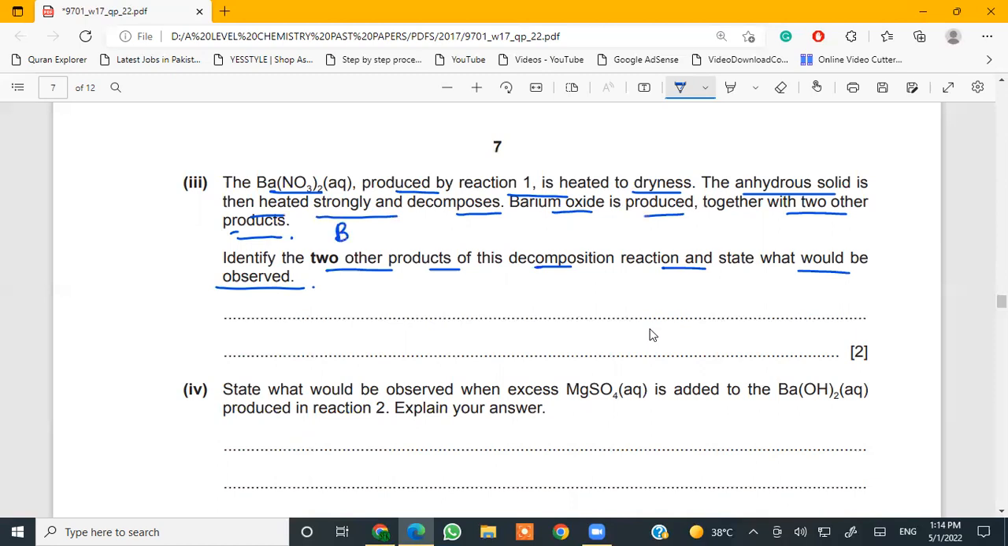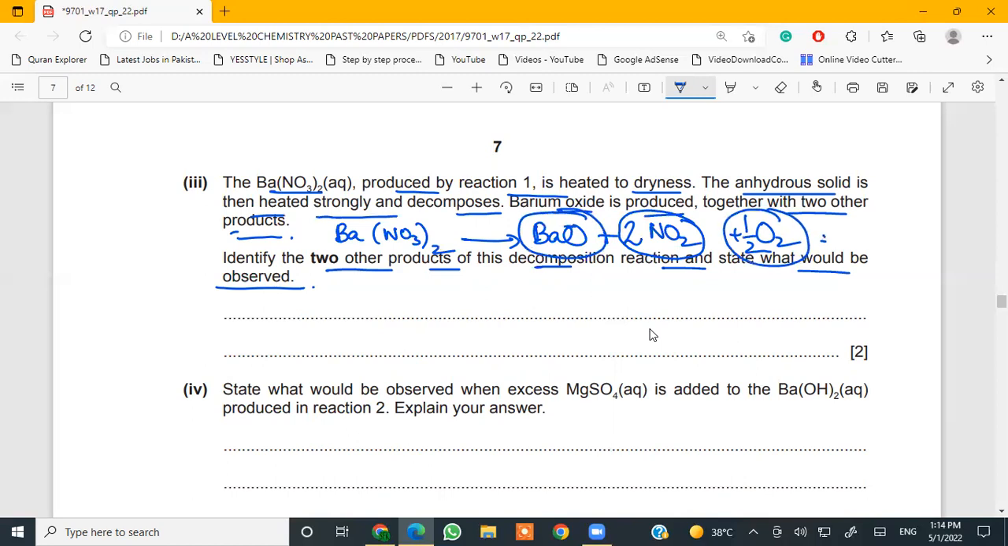So what was the decomposition reaction of all group 2 nitrates? When they're decomposed, they'll give you an oxide, nitrogen dioxide, along with oxygen, right? This is also theoretical knowledge that you need to know from inorganic chemistry group 2. So the equation is also balanced. Nitrogen dioxide is a brown gas, correct? Barium oxide is a white solid, and oxygen is a colorless gas.